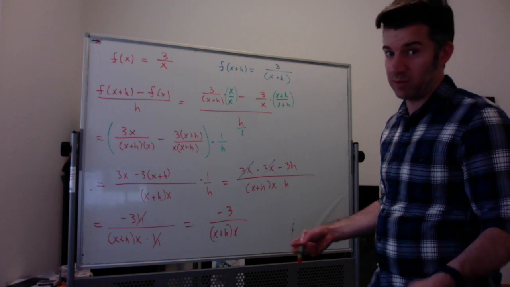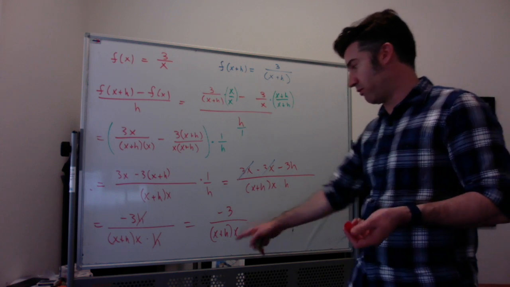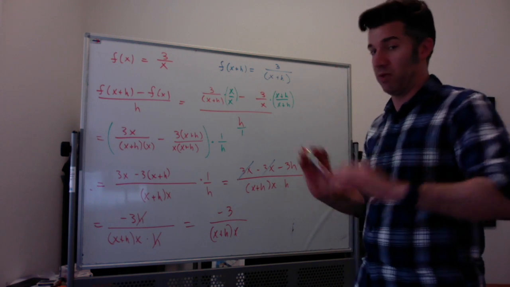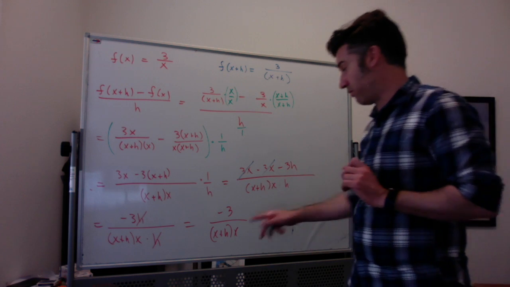If we were doing calculus, we take the limit as h goes to 0, and then we get negative 3 over x times x, or negative 3 over x squared. But we're not there yet. Our answer is just negative 3 over x plus h times x.